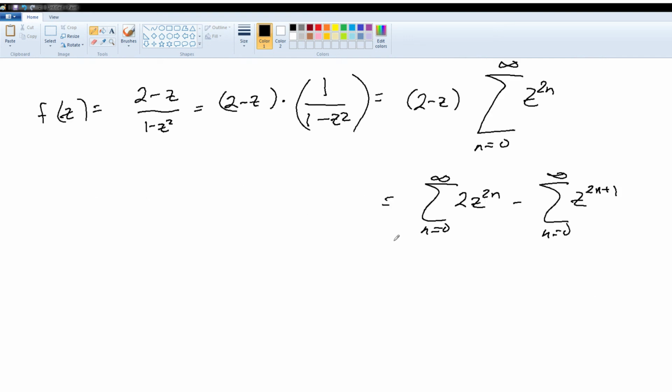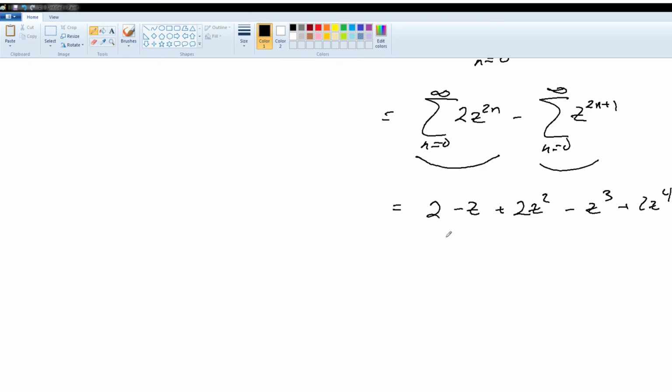So if I expand this, let me combine these, I guess. Well, notice what this is. This has the even powers, and this has the odd powers. So if you start at 0, you get 2 minus z plus 2z squared minus z cubed, and so on, if you want to write out some terms. But notice that we don't have any z's in the denominator. In particular, we don't have b1 over z, right? So this means that b1 has to be 0. So the residue is 0.